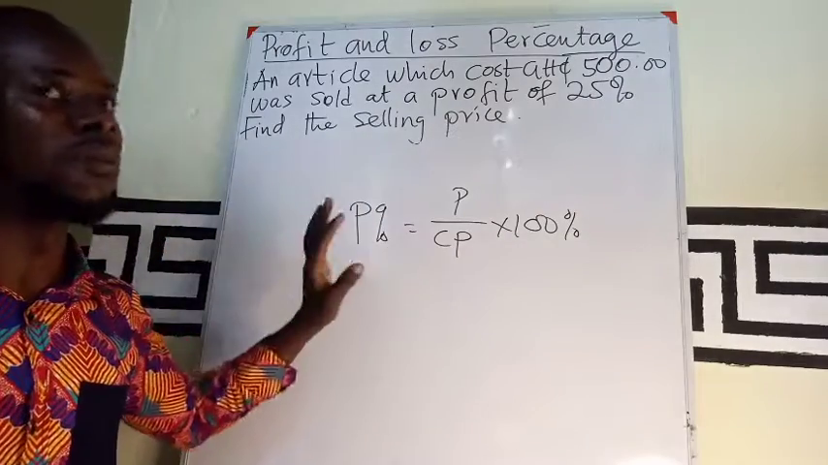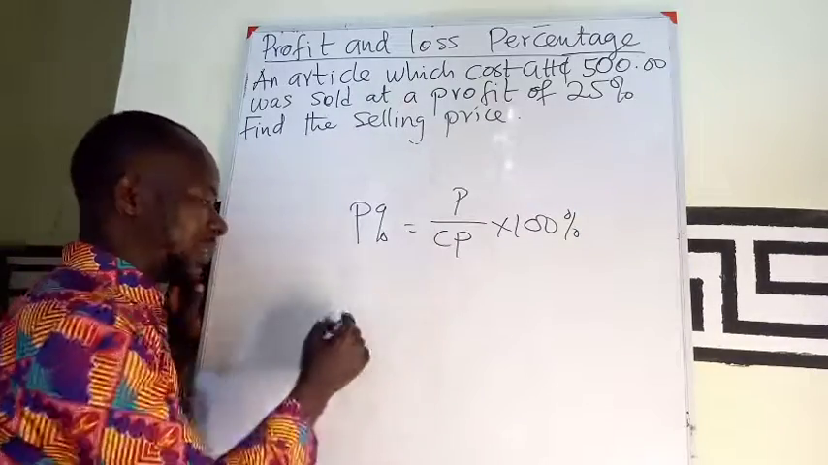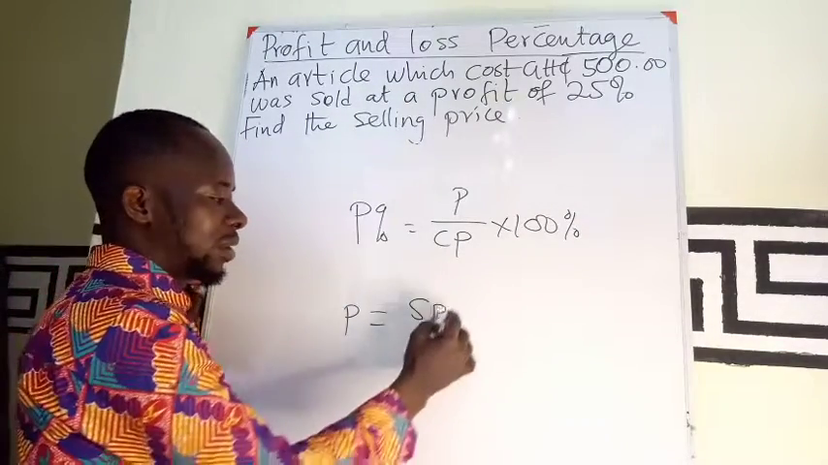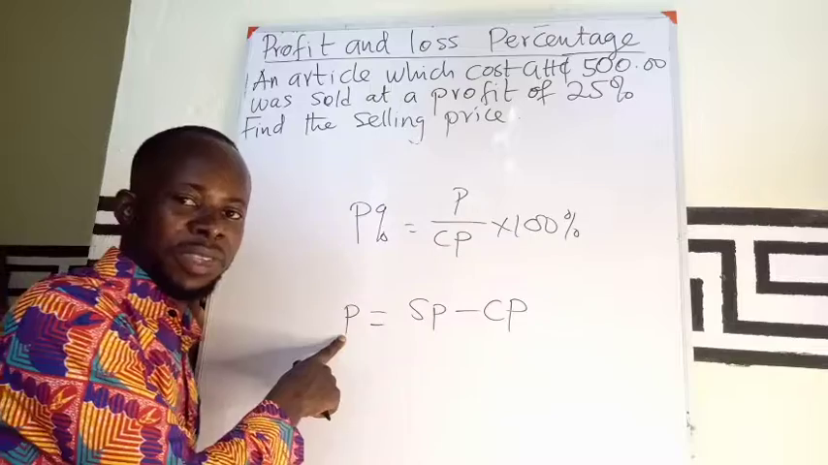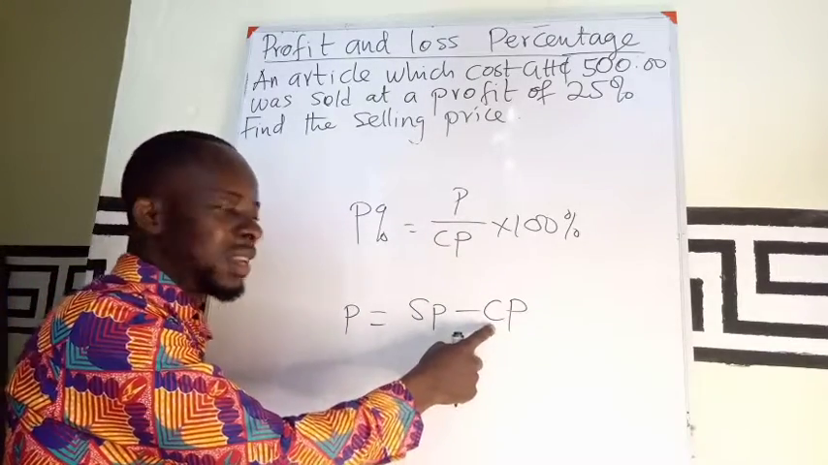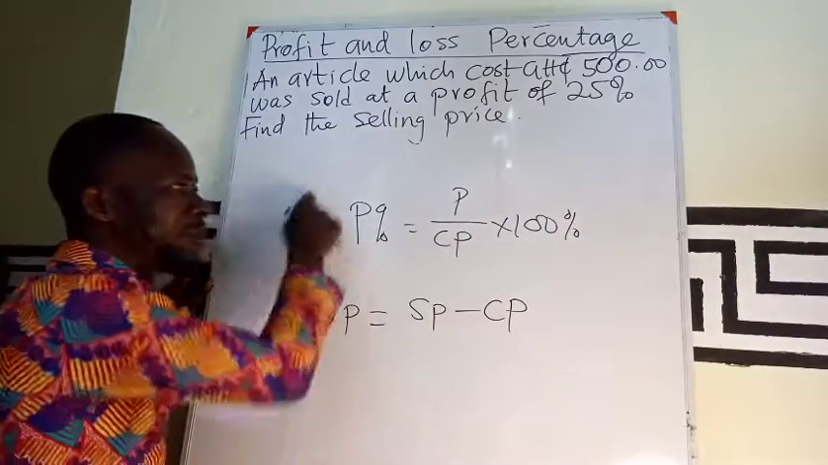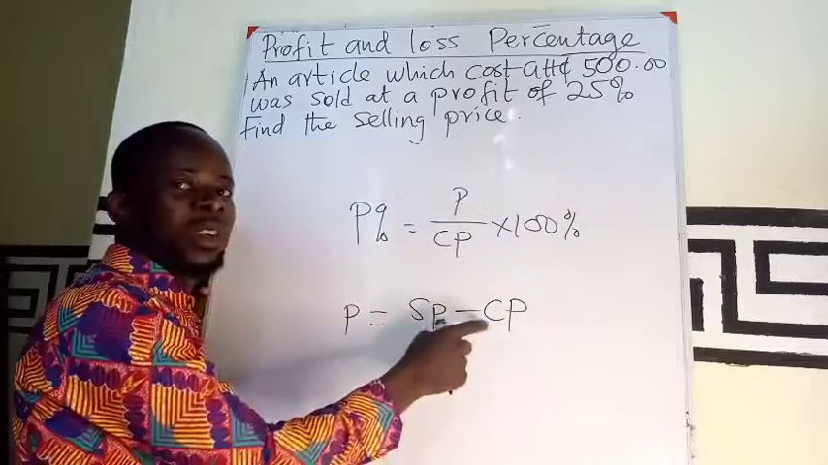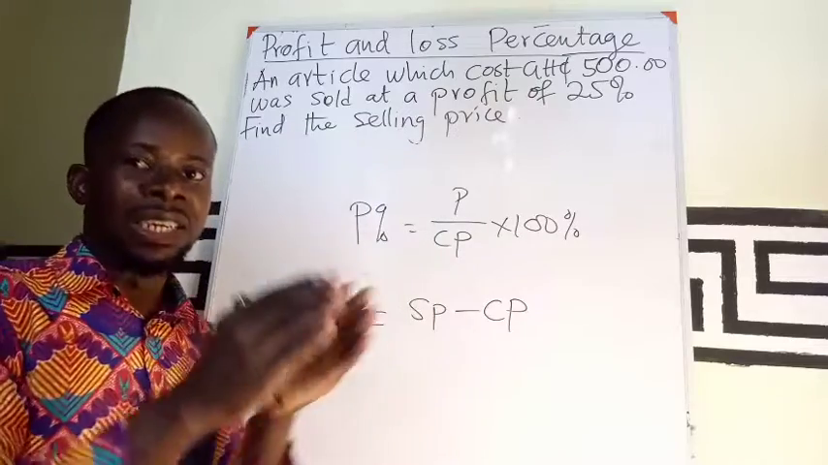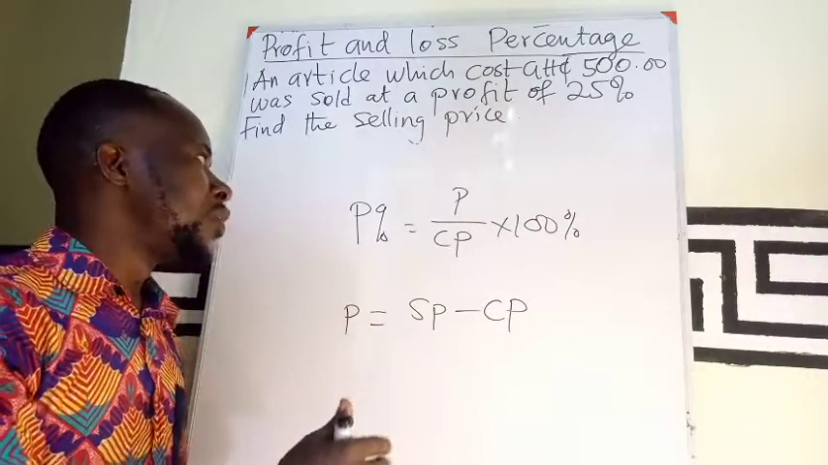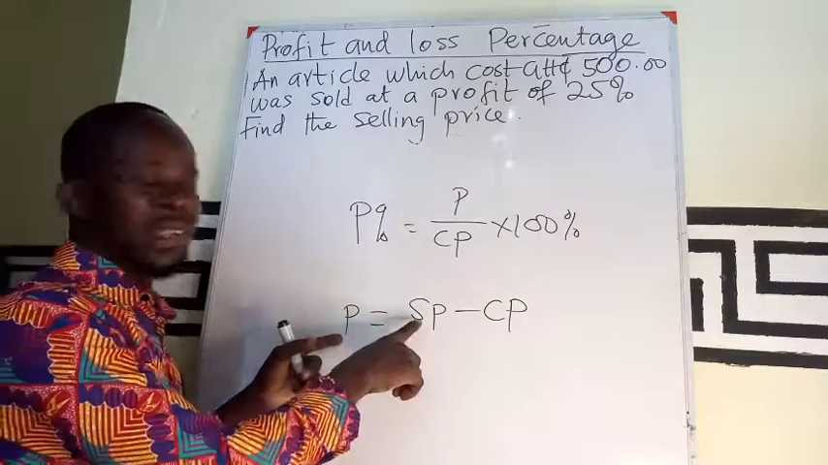There are 3 different ways of solving this kind of question. One, I know that profit is selling price minus cost price. So if I know the profit and the cost price, and I add them together, I get the selling price. Automatically I can find my profit from here, then add it to the cost price to get the selling price.